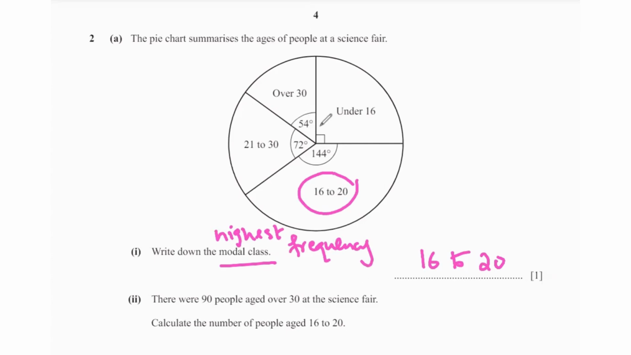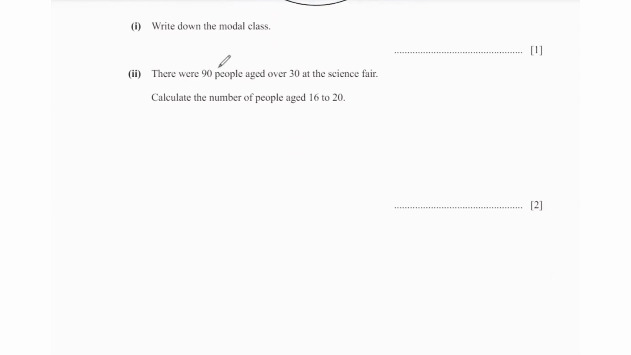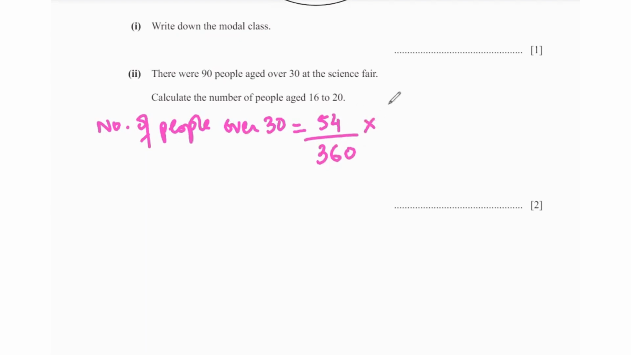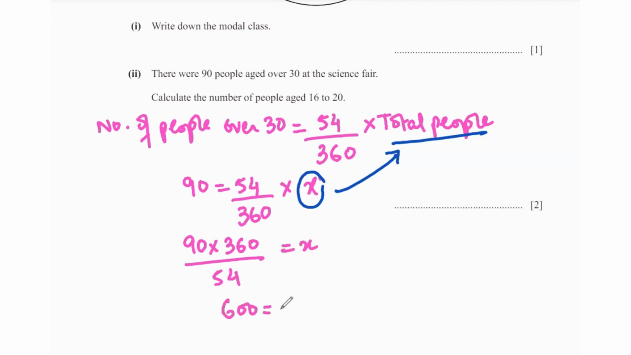So we know the angle for people over 30 is 54. So what we'll do is we'll use this angle and make an equation where number of people over 30 equals the angle for over 30, which is 54, divided by the total angle of the pie chart, which is 360, times total people. So that's going to be 90 equals 54 over 360 times x. So we'll do 90 times 360 over 54 equals x. And that is going to give us 600. So this is the total number of people.